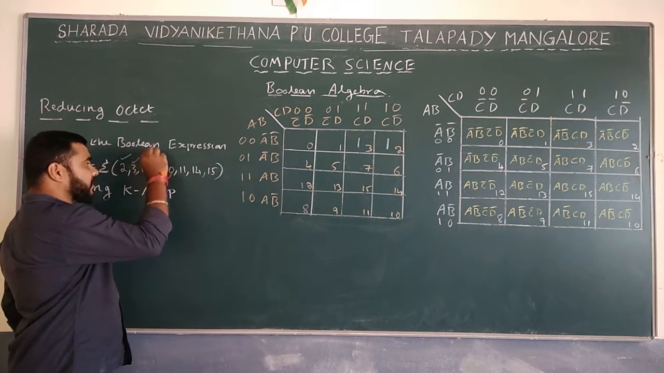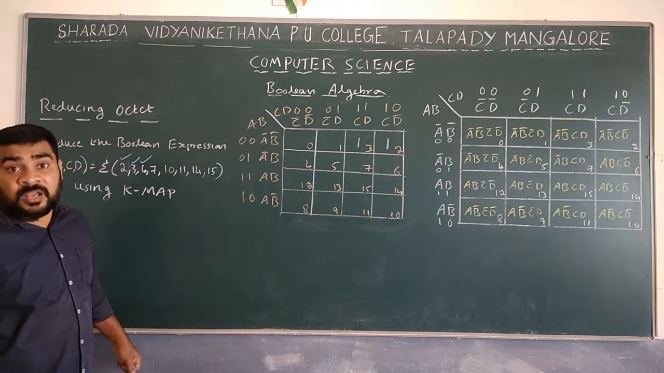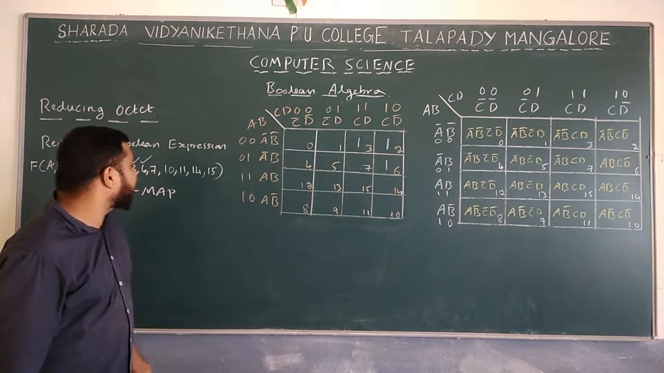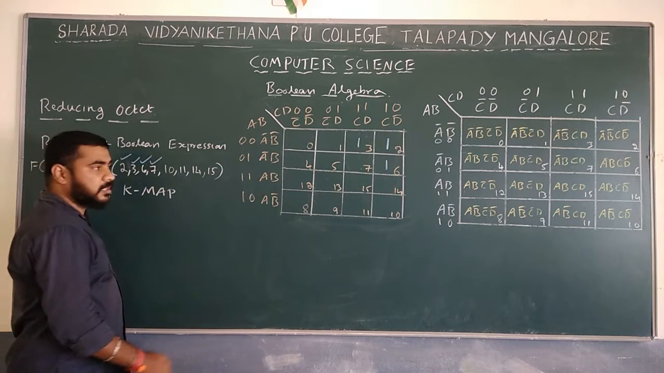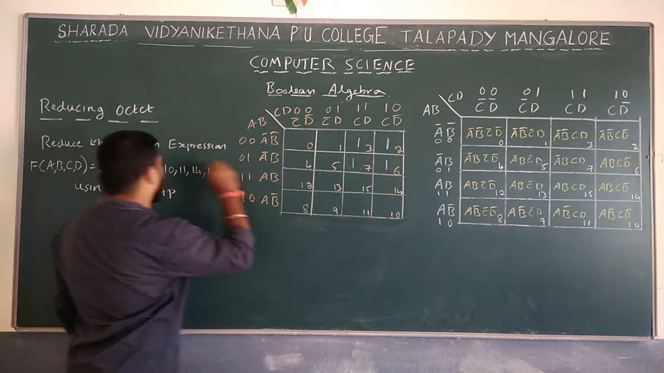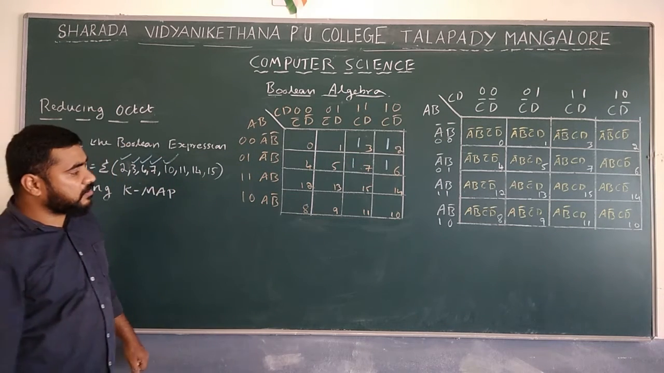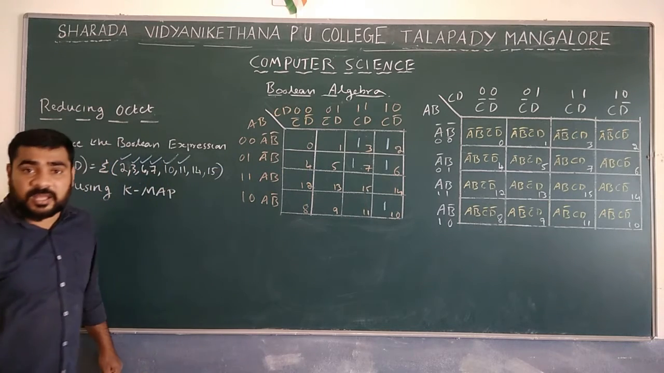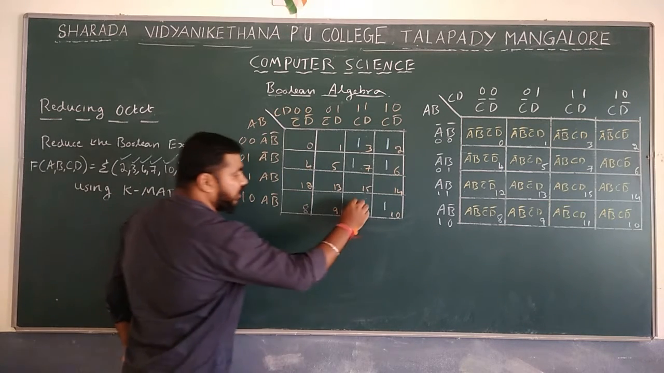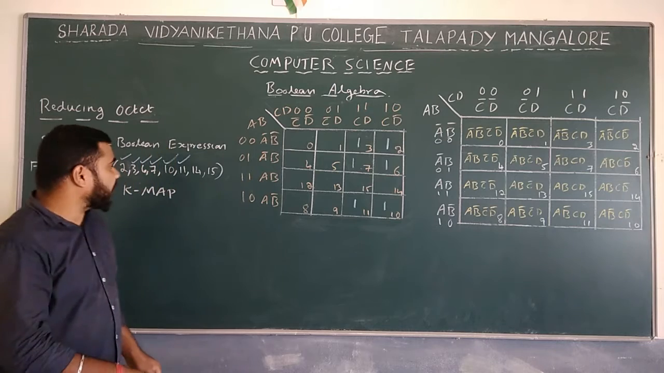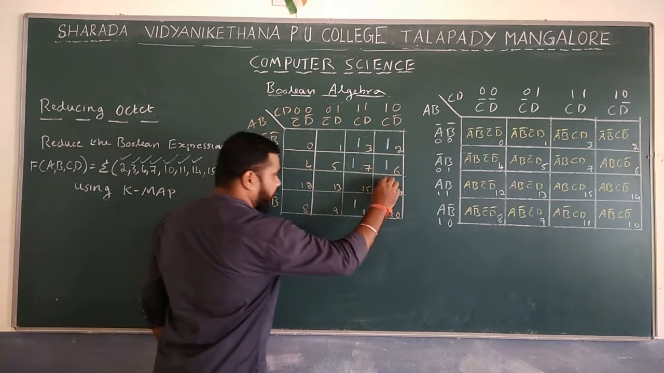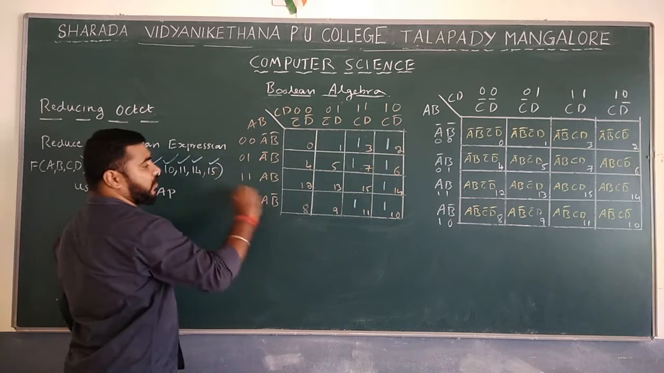After that, which number is given? Cell number 6 is given, this one. After that, cell number 7, this one. Next, 10 is given, go for cell number 10. The next one is cell number 11. After getting cell number 11, the next one is 14, this one. And finally cell number 15, this one.